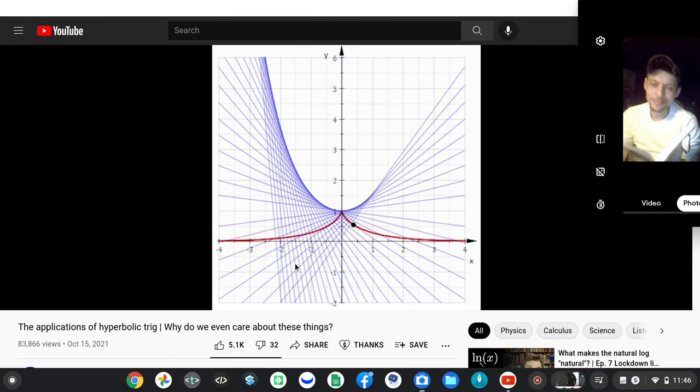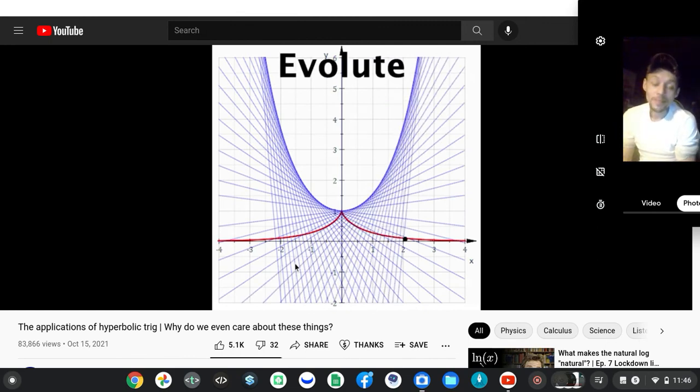This is known as the evolute of the tractrix. And I don't know what you see in blue. Is this the catenary curve? Doesn't involve hyperbolic cosine. That's kind of cool.